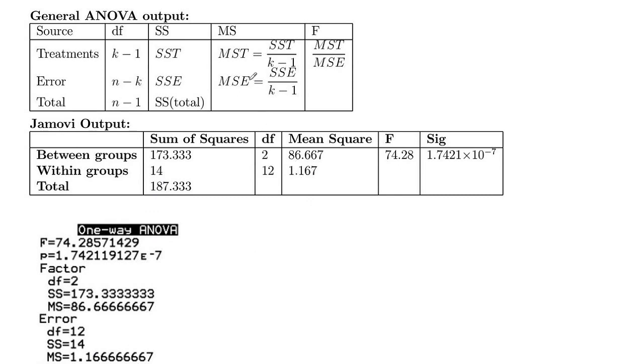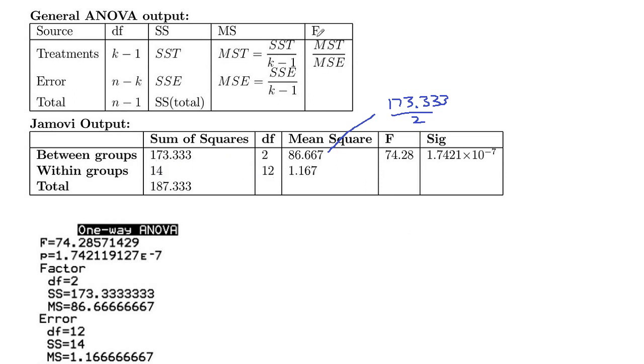So the mean square column you just get from dividing the second column by the first column. So this 86.67, that is the 173.333 divided by 2. And then the same thing here. That is the sum of squares divided by degrees of freedom.